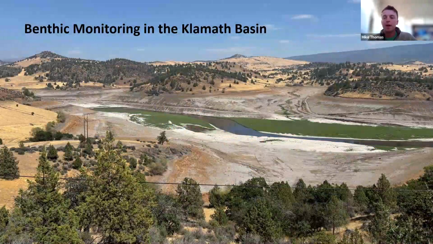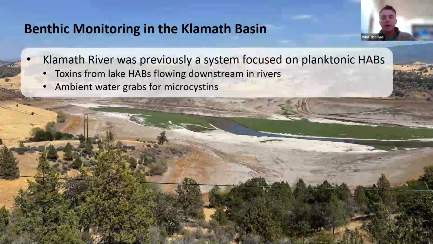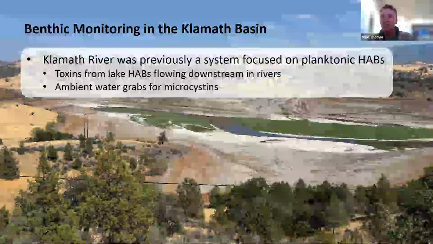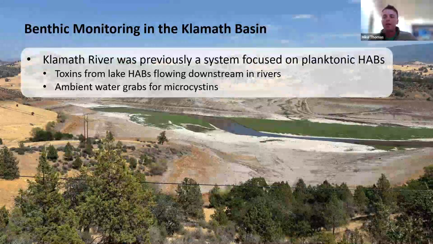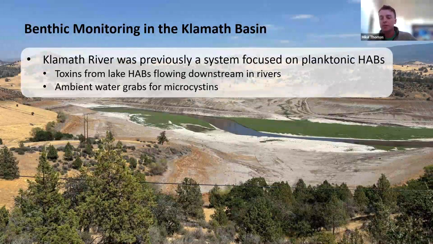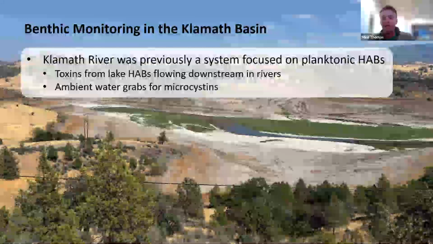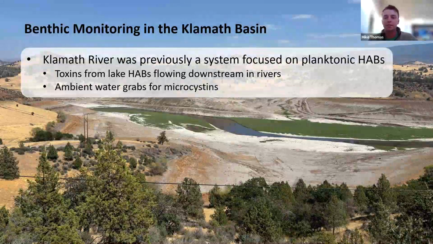So for benthic monitoring in the Klamath Basin, the Klamath River was previously dominated by highly toxic planktonic HABs, at least in California, in the Copco and Iron Gate reservoirs that were causing issues in the river downstream. To monitor health risks associated with these blooms, ambient water grabs were analyzed for microcystins.